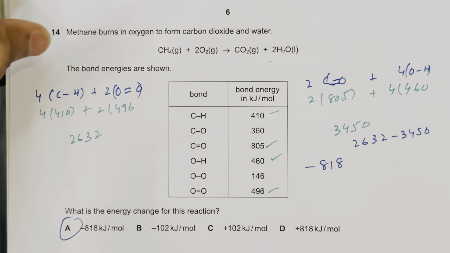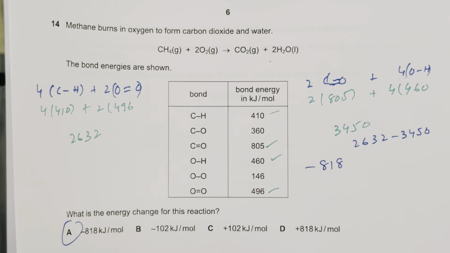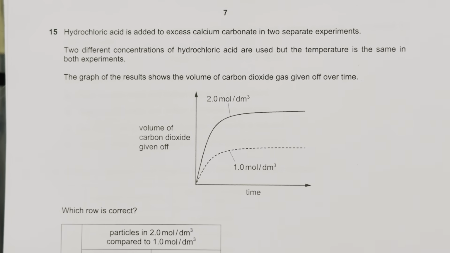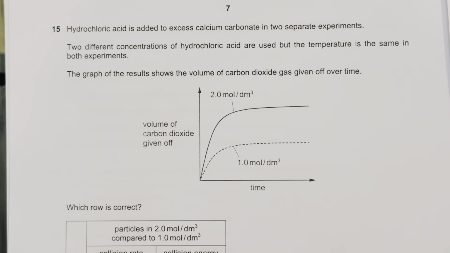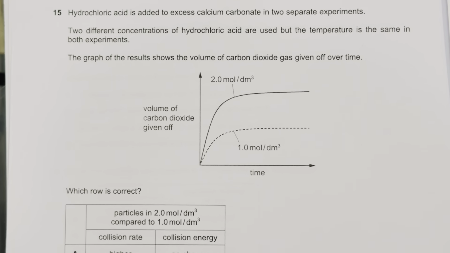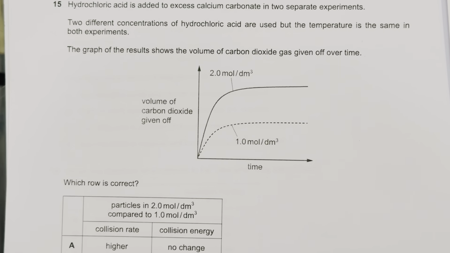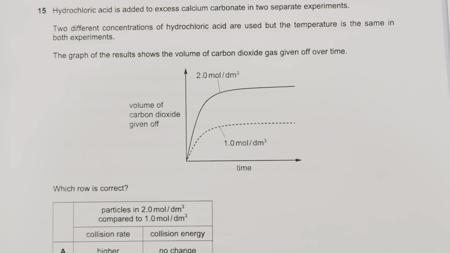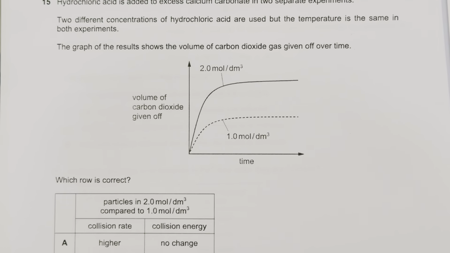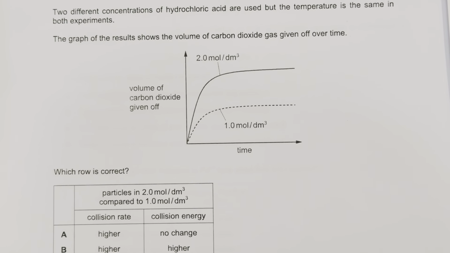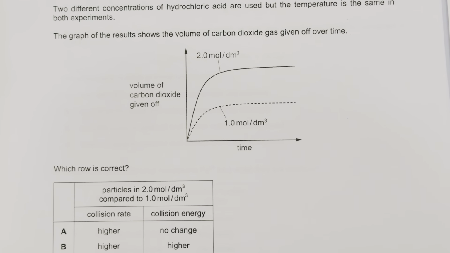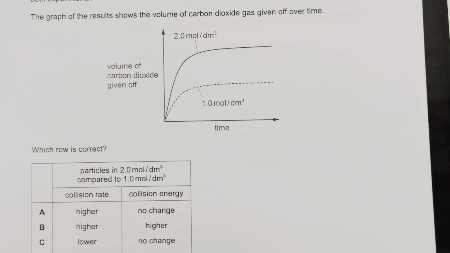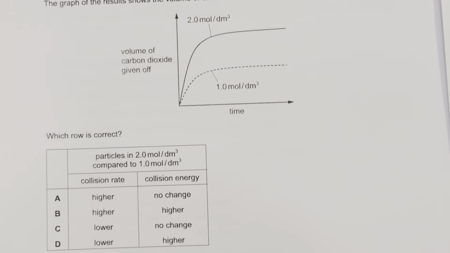Moving to question number 15. Hydrochloric acid is added to excess calcium carbonate in two separate experiments. Two different concentrations of hydrochloric acid are used, but the temperature is the same in both experiments. The graph of the result shows the volume of carbon dioxide gas given off over time. You can see 1 mole per dm cube and 2 mole per dm cube. Which row is correct? Okay.